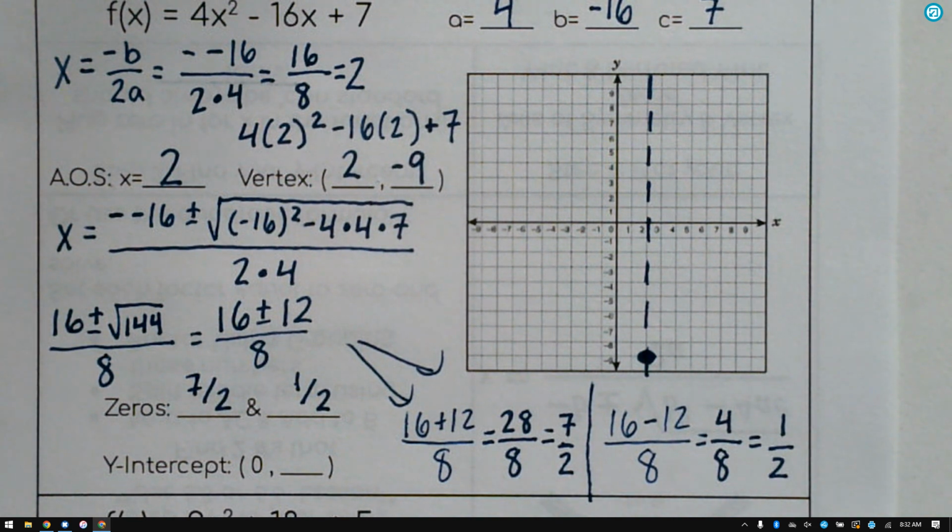Isn't the y-intercept always the C value? You got it.